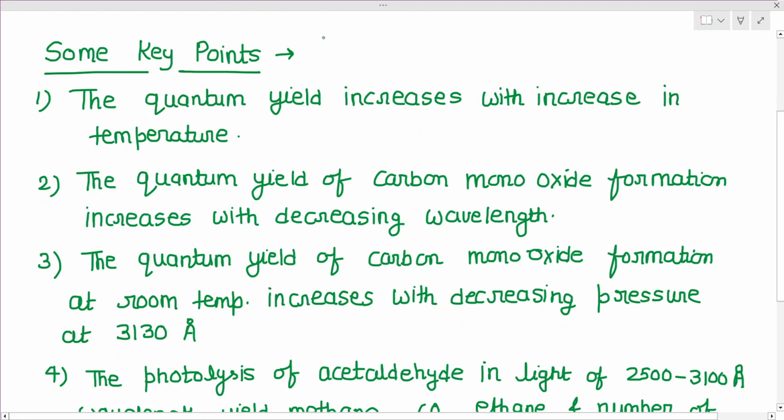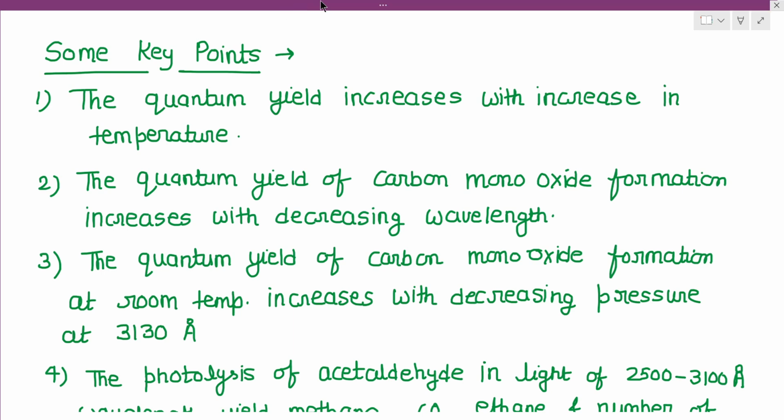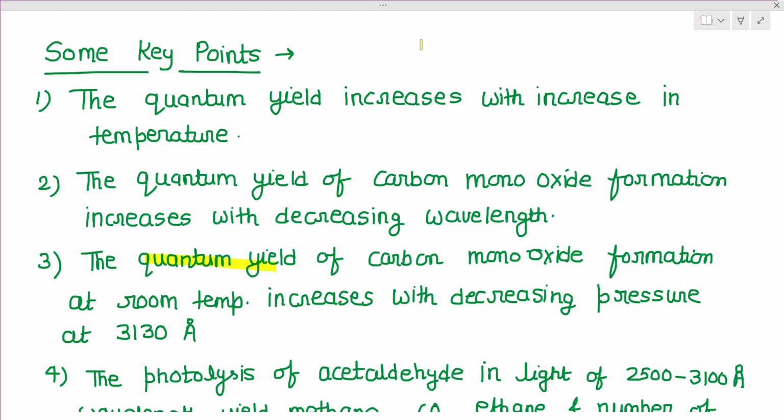So first of all, we are starting with some key points about the photolysis of acetaldehyde. First, the quantum yield increases with an increase in temperature. Second, the quantum yield of carbon monoxide formation increases with decreasing wavelength. Third, the quantum yield of carbon monoxide formation at room temperature increases with decreasing pressure at 3130 angstrom.